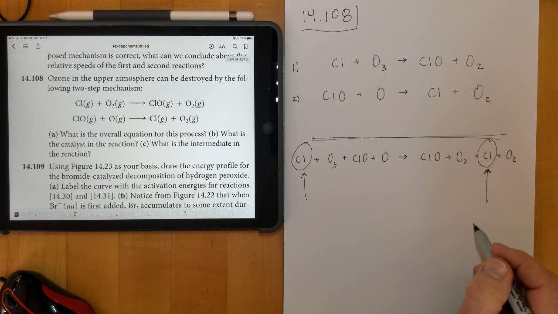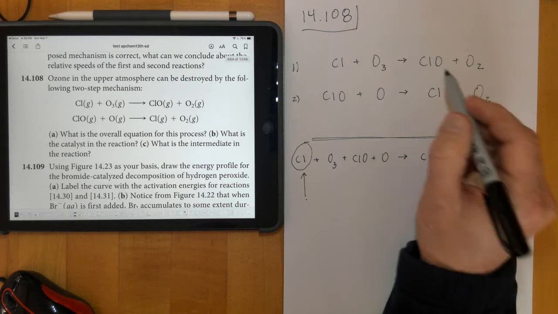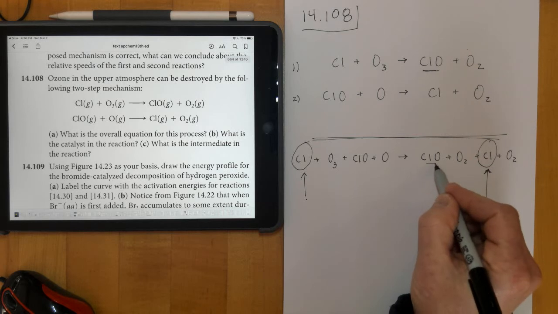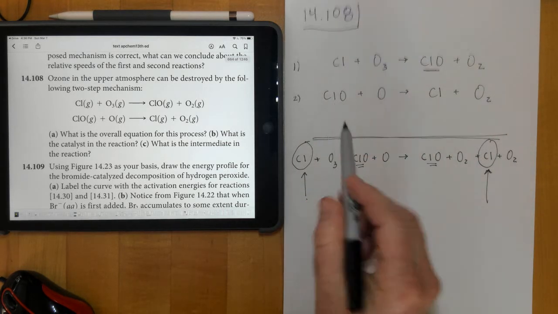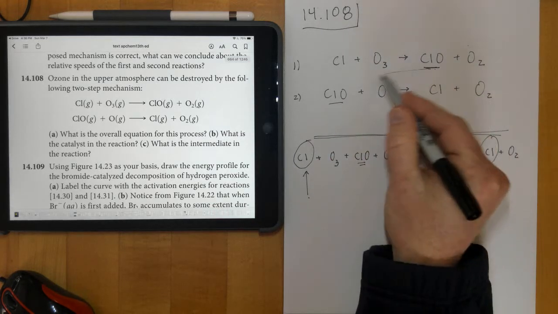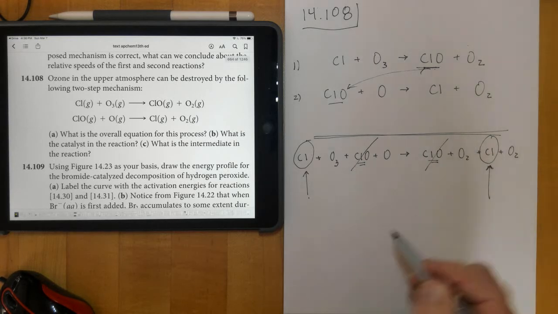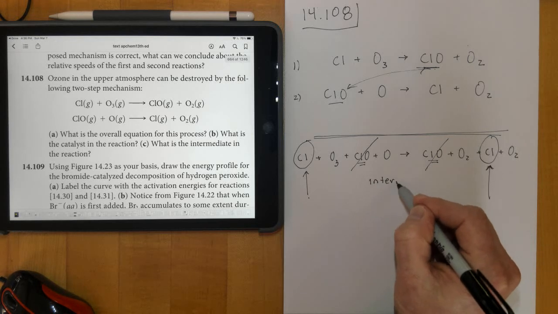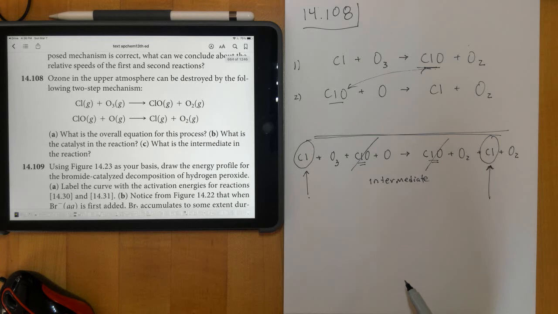And then the ClO are present here. They're a product of the first part, and they are a reactant in the second part. So notice how they are produced but then used up right here. And so those would cancel out of the overall reaction, but we say that those would be formed what's called an intermediate, because they formed but then they were used up right away again.